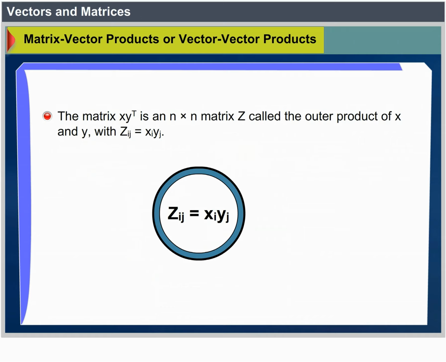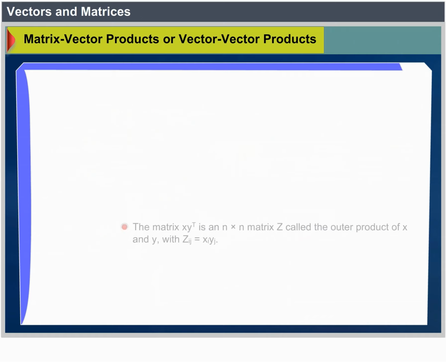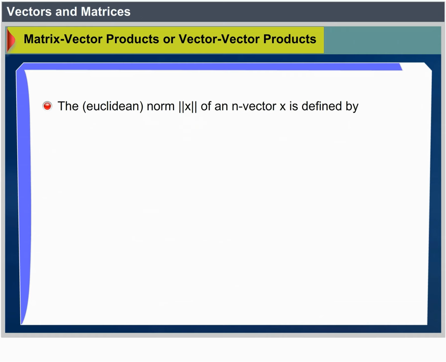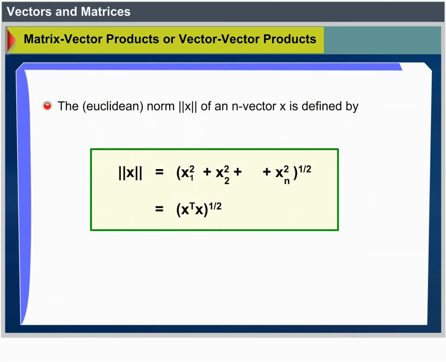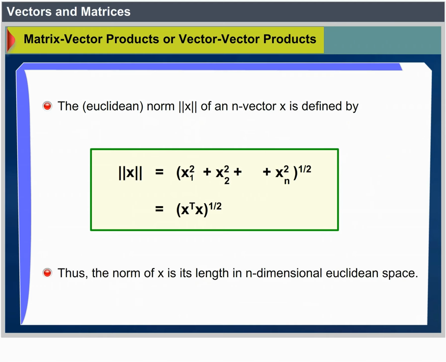The Euclidean norm, double bars of x, of an n-vector x is defined by the norm of x equal to (x1 squared plus up to xn squared) to the power 1/2, equal to (x transpose x) to the power 1/2. Thus, the norm of x is its length in n-dimensional Euclidean space.